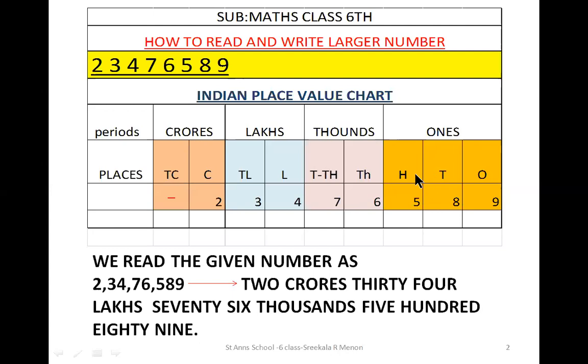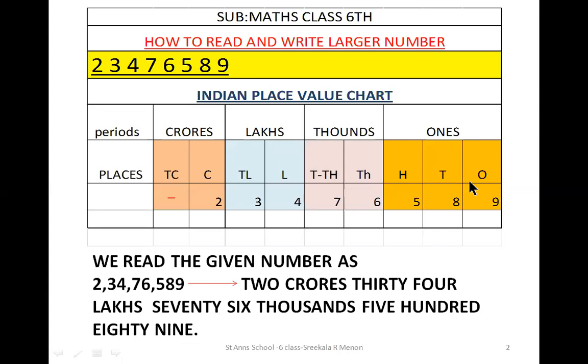Now, what are the names of these periods? Look at the screen. From the extreme right, you can see ones, thousands, lakhs, and crores. Once again, I repeat, ones, thousands, lakhs, and crores. Now we shall check how the given places are grouped.